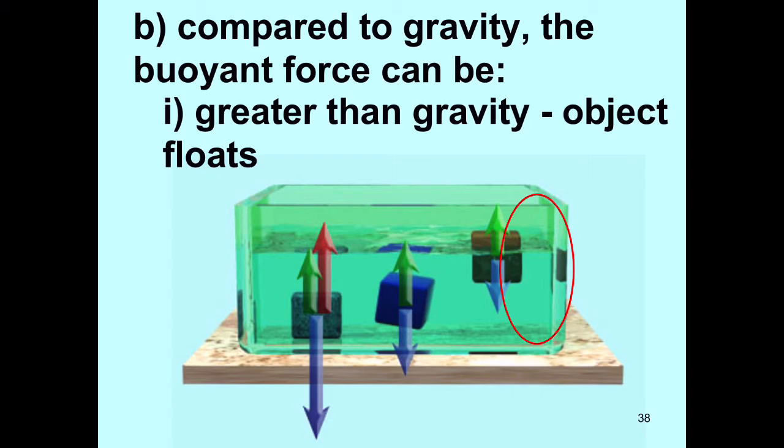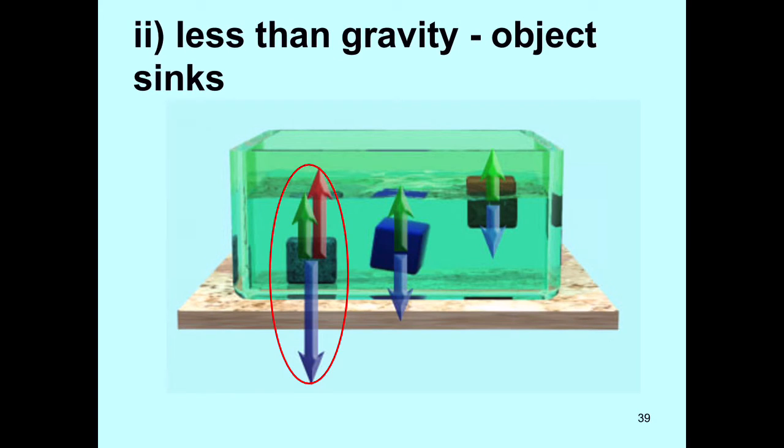So if buoyancy is greater than gravity, the object floats. On the far right here, what's red circled, the buoyancy is greater, pushing up. This block of wood is floating because there's more buoyancy than there is gravity. It floats at the top. If the buoyancy is less than gravity, like on the far left, the object sinks. There's more pull down than push up.